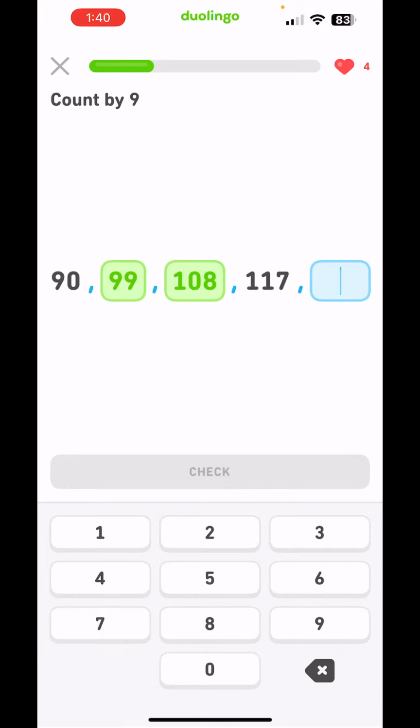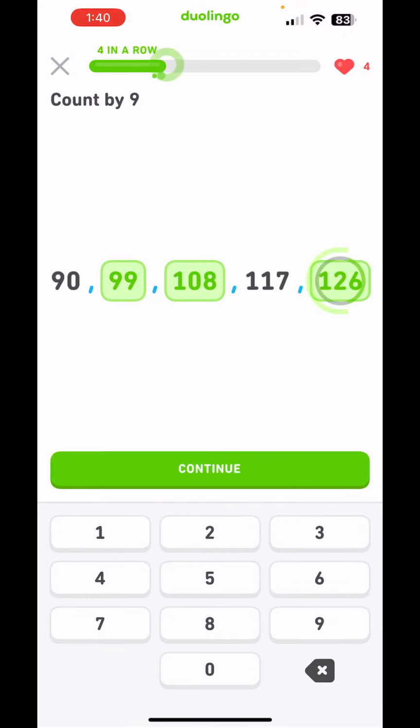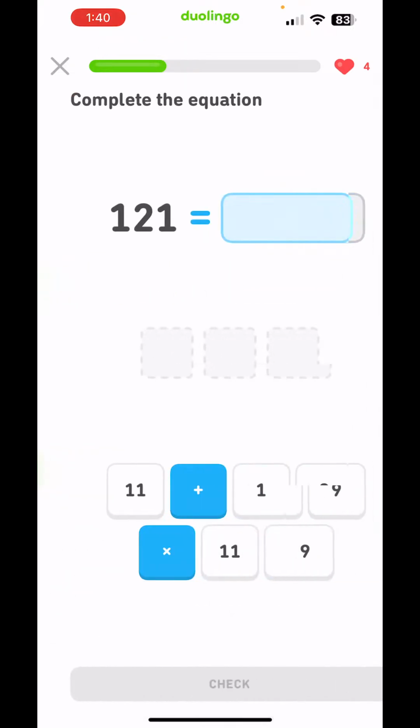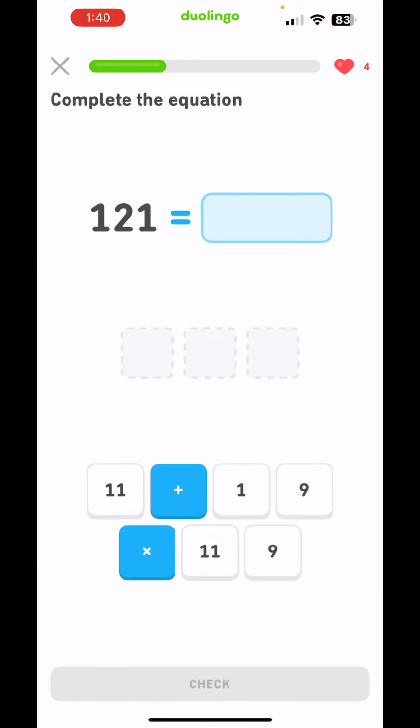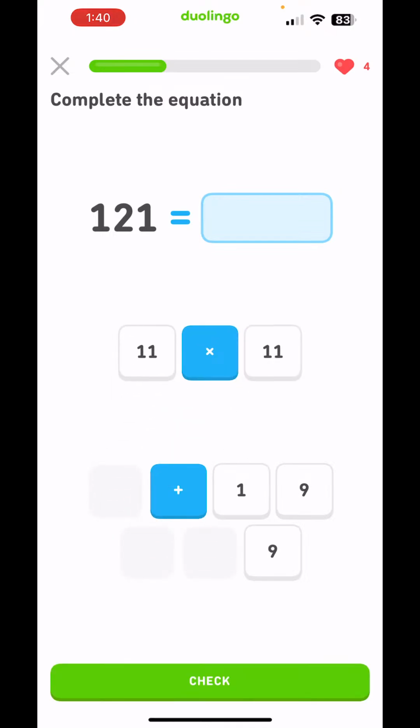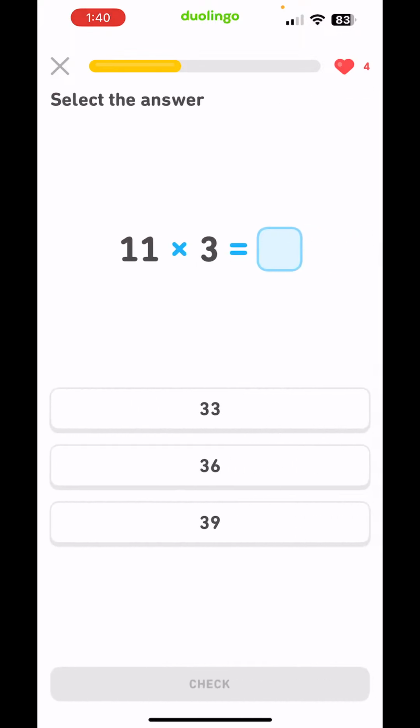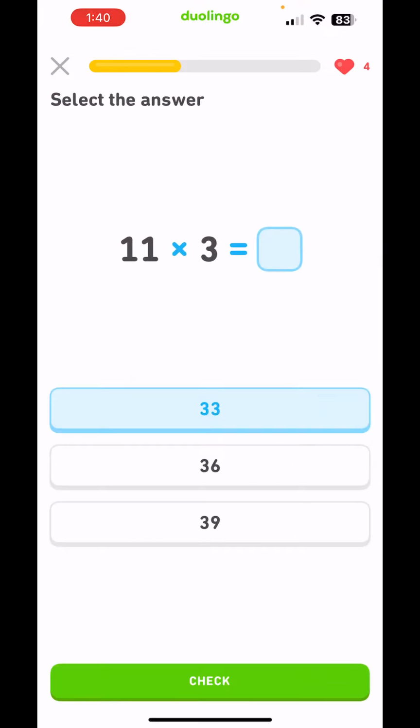I've got 126. Okay. What times what equals 121? Let's see. I believe that would be 11 times 11. 11 times 3, 33.